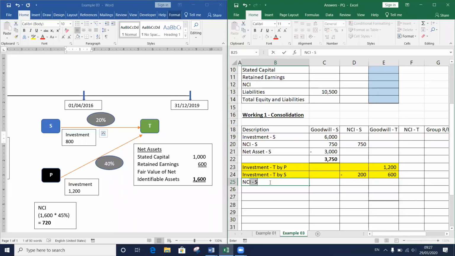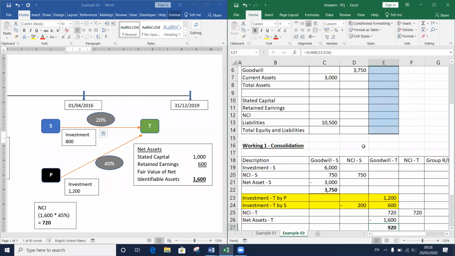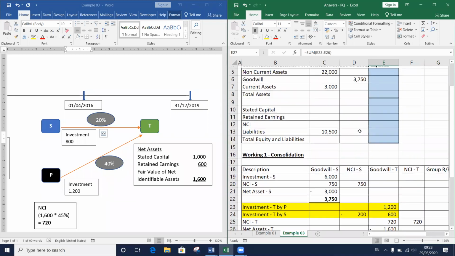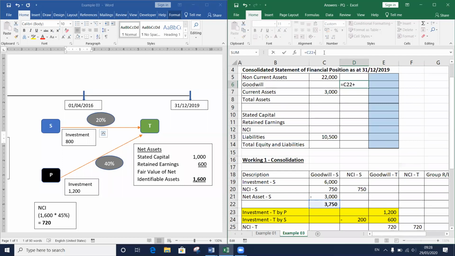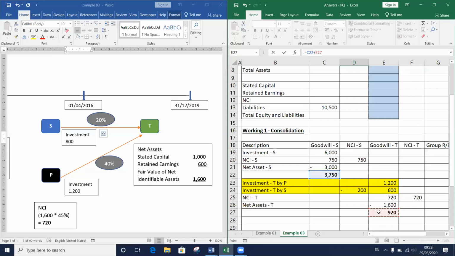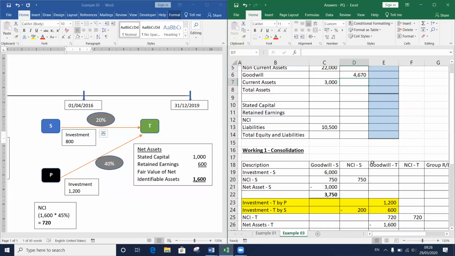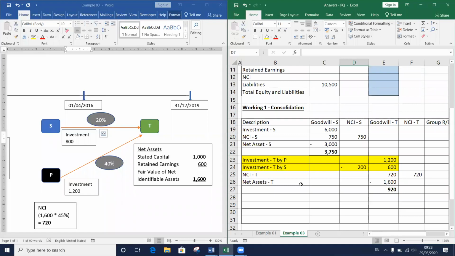Others do not change. NCI value of T, what is the amount? 720. Right? And from that we need to deduct the net asset amount of T Limited. The net asset amount is 600. It means there is a goodwill of 920 generated through the acquisition of T. T acquire කරගන්න එකෙන් 920ක goodwill එකක් generate වෙලා තියෙනවා. Right. Okay. Then what was the next thing?